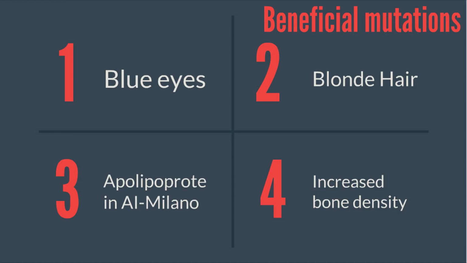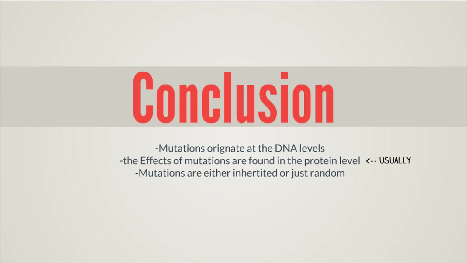This is due to the mutation in the low density lipoprotein receptor-related protein 5. Other mutations in this gene also exist, which is literally the opposite. In conclusion, mutations originate at the DNA level. The effects of mutations are found at the protein level, well, usually. And mutations are either inherited or just random.